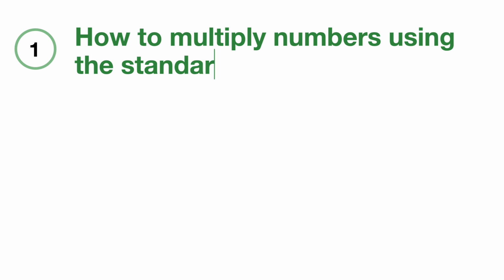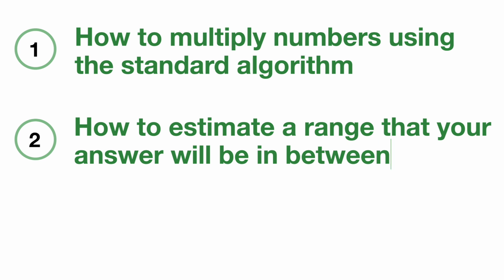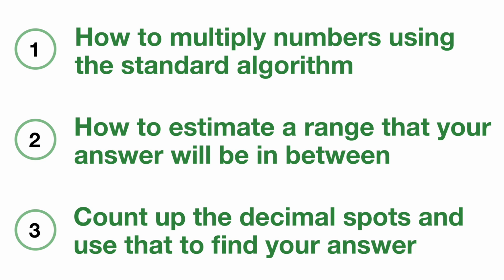The first thing we learned is a little refresher on how to multiply numbers using the standard algorithm. Then we learned how to estimate a range that your answer will be in between when multiplying decimals. And then the third thing we learned is how to count up the decimal spots and then use that to find your exact answer and place the decimal.